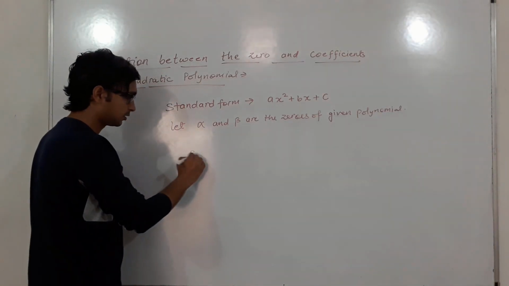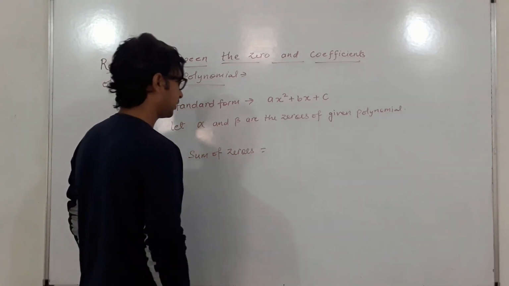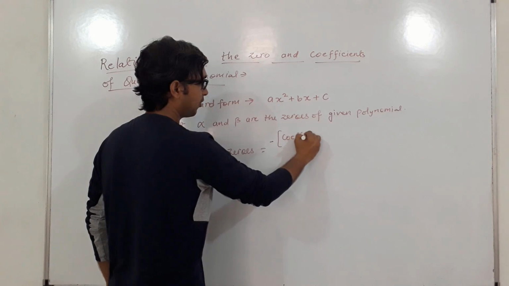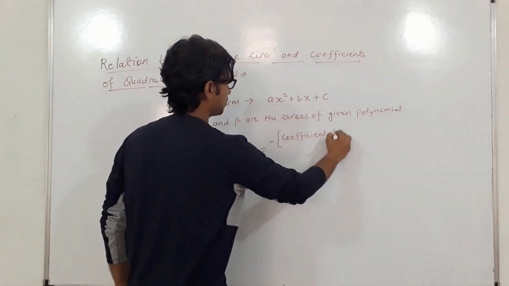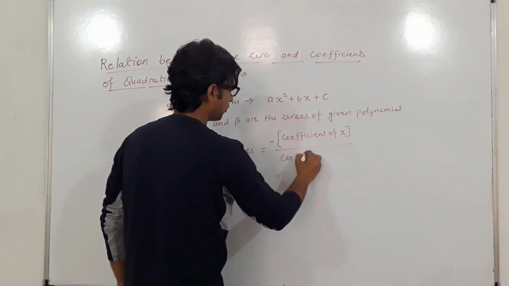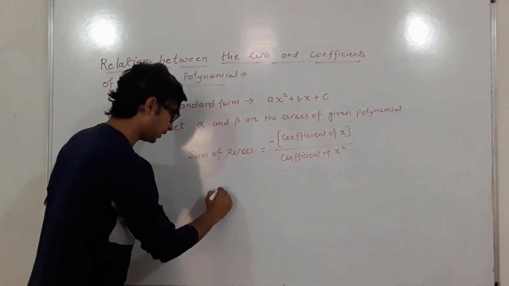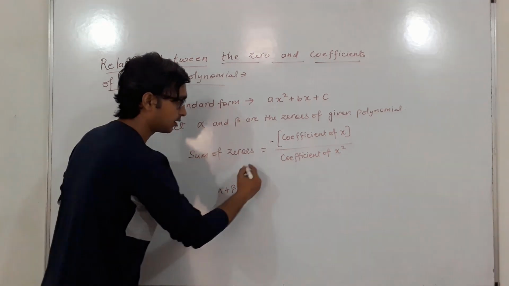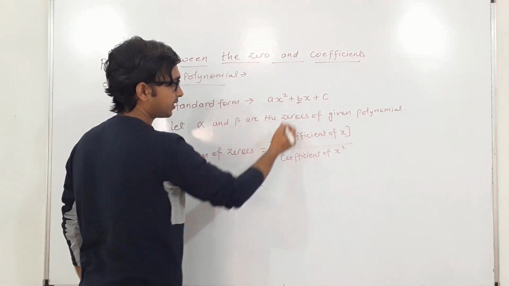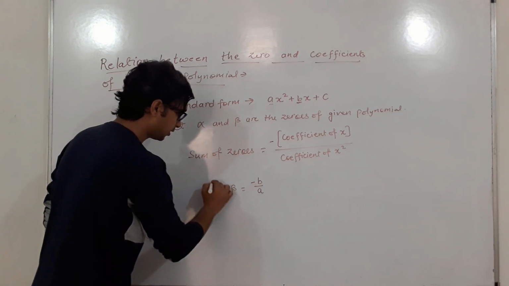So we write sum of zeros equals to minus coefficient of x upon coefficient of x square. So we can say that alpha plus beta equals to minus, what is the coefficient of x? And the coefficient of x is b and the coefficient of x square is a. So we can write minus b upon a.